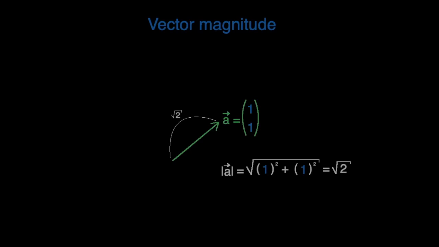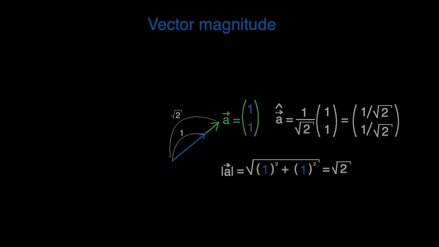Now, we want to find a vector in the direction of A, but having a unit length, or in other words having a magnitude equal to 1. We call this vector the unit vector of A and it is denoted Â. In this case, the length of the vector A is the square root of 2, so to find the unit vector we need to divide the vector by the square root of 2, to get its size equal to 1.